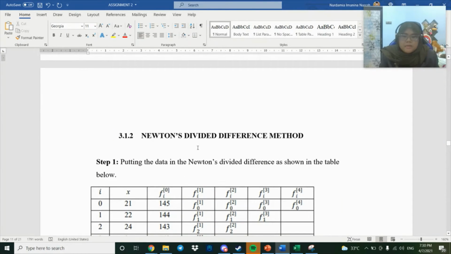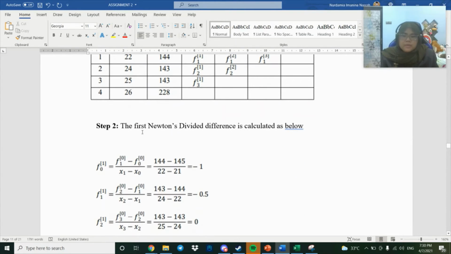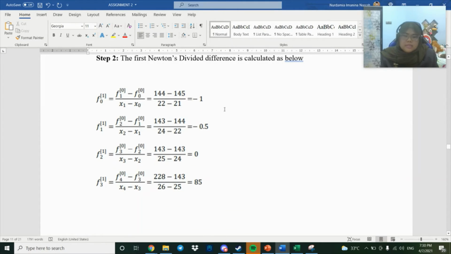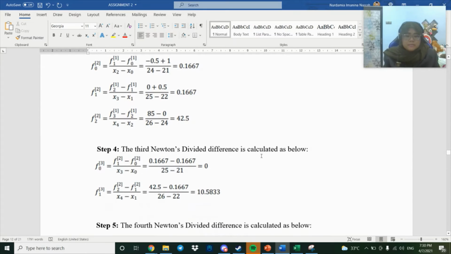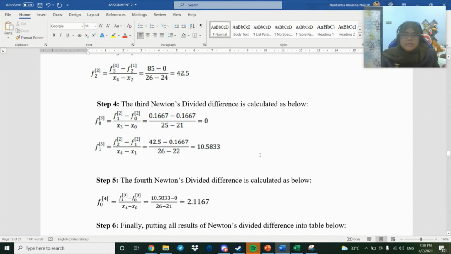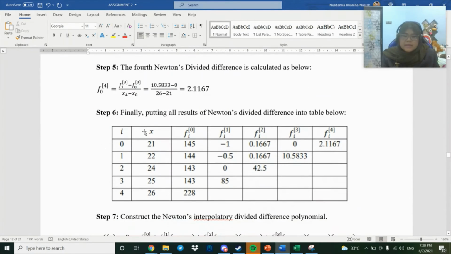And for Newton's divided difference method, step 1 is putting the data in the Newton divided difference table as shown below. Step 2, the first Newton divided difference is calculated as below. Step 3, the second Newton divided difference is calculated as below. Step 4, the third Newton divided difference is calculated as below. Step 5, and finally step 6 is putting all the results of the Newton divided differences into the table below.